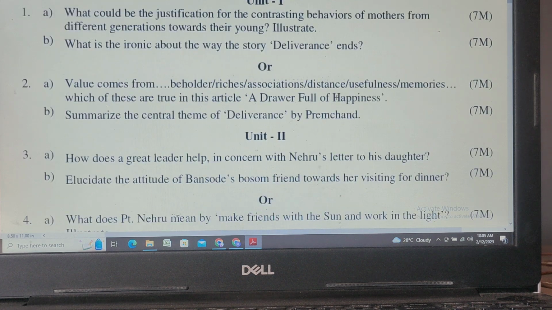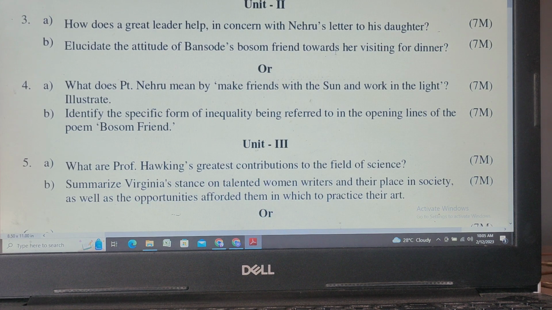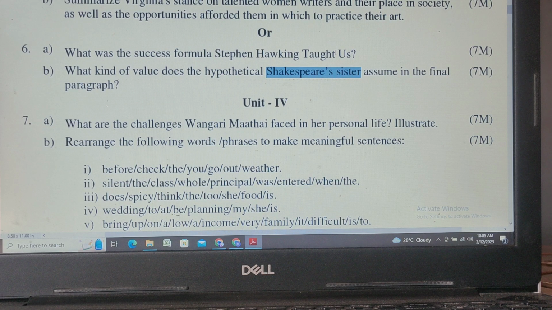So in the first unit, you are reading 2 essays, Drawer Full of Happiness and Deliverance. Second unit, you are reading 2 essays, Nehru's Letter and Bosom Friend. Third unit, you are reading 2 essays, Stephen Hawking and Shakespeare's sister. Till here, you are reading 6 essay answers. Only 6 essay answers, which are for 7 marks each.